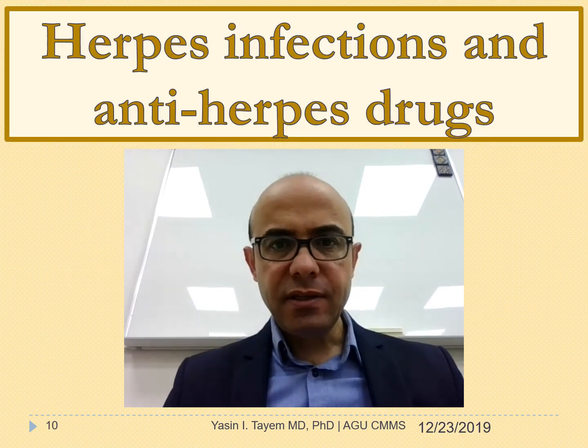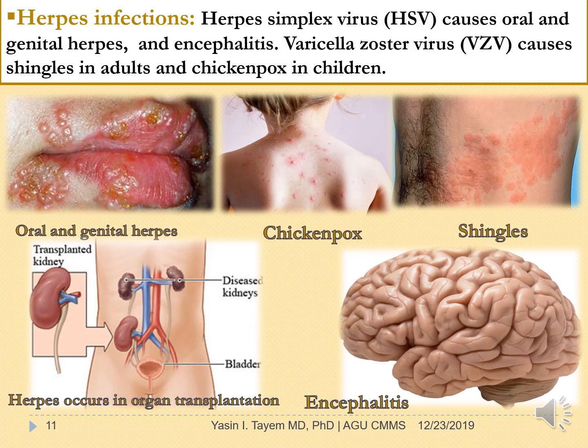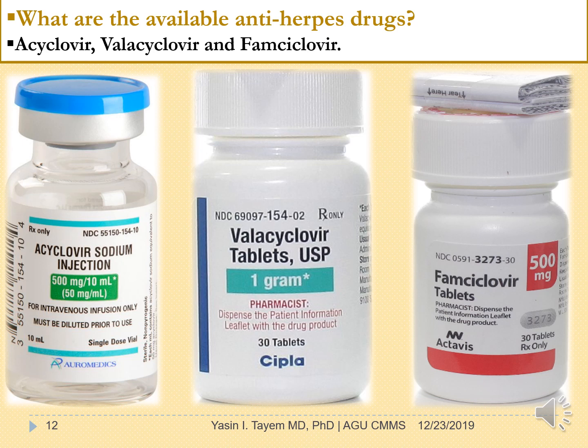Herpes infections and anti-herpes drugs. Herpes simplex virus causes oral and genital herpes and encephalitis. Varicella zoster virus causes shingles in adults and chickenpox in children. Acyclovir, valacyclovir, and famciclovir are the available anti-herpes drugs.